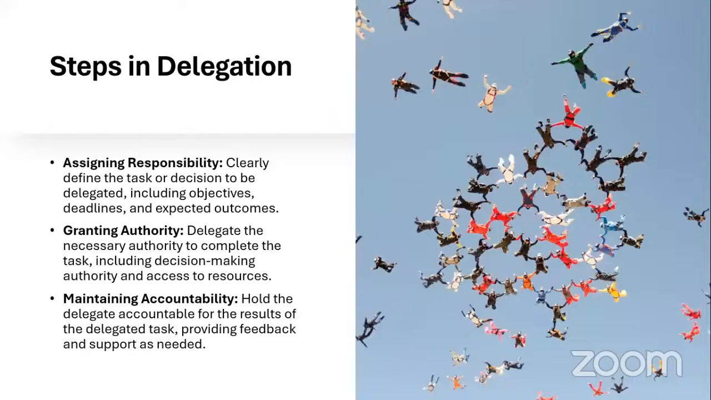Okay, so steps in delegation. Number 1, assigning responsibility: clearly define the task or decision to be delegated, including objectives, deadlines, and expected outcomes. Number 2, granting authority: delegate the necessary authority to complete the task, including decision-making authority and access to resources. Maintaining accountability: hold the delegate accountable for the results of the delegated task. Providing feedback and support when needed.